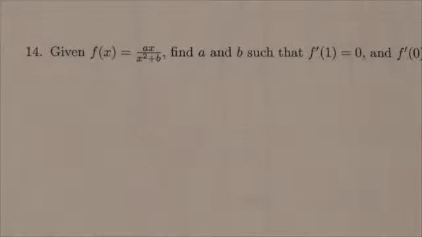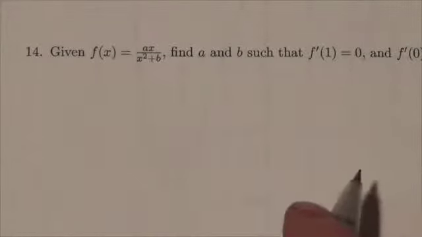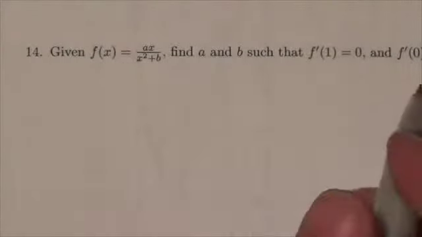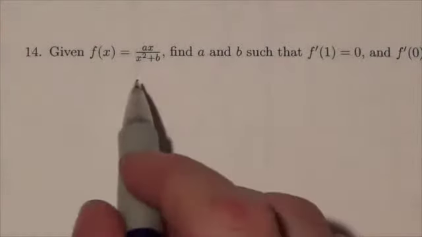All right, hi everybody. This is the Math 31 Derivatives Review, question 14. So I've given you the function here, ax over x squared plus b.